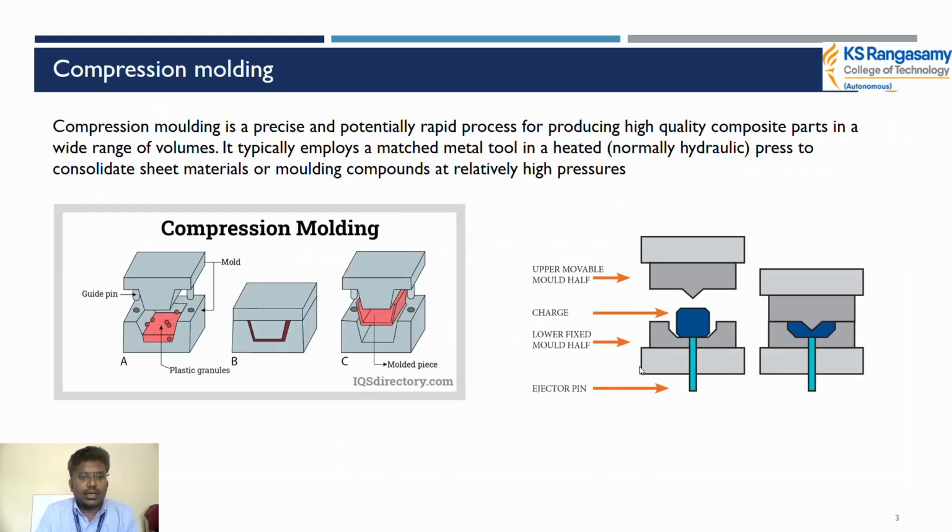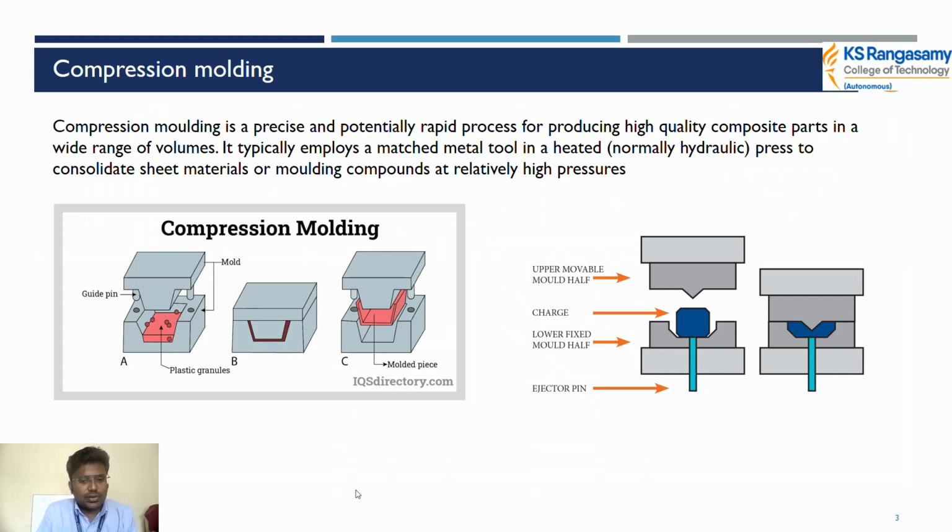Next, compression molding, which is a process similar to the last one. Compression molding is a precise and potentially rapid process for producing high quality composite parts in a wide range of volumes. It typically employs a matched metal tool, heated, in a hydraulic press to consolidate sheet materials or molding components at relatively high pressure. Nowadays it is mostly used in the SMC industries, where high quality products come from compression molding.